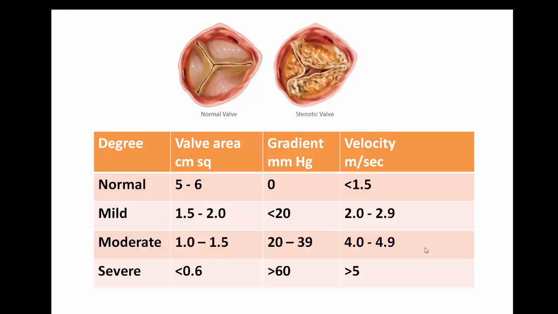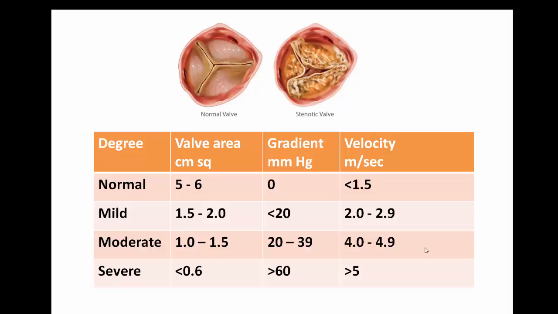2.9 meters per second. And in a severe case, the valve area is like 0.6, that is like almost 1/10 of the normal area. And you can imagine if the blood flow across the aortic valve is 1/10 of the normal, that can tell you how quickly you can get symptoms. And the gradient is generally more than 60 millimeters of mercury. In the Doppler study, which I just showed you, the gradient was 90 millimeters of mercury, and usually the velocity is more than 5 meters per second.